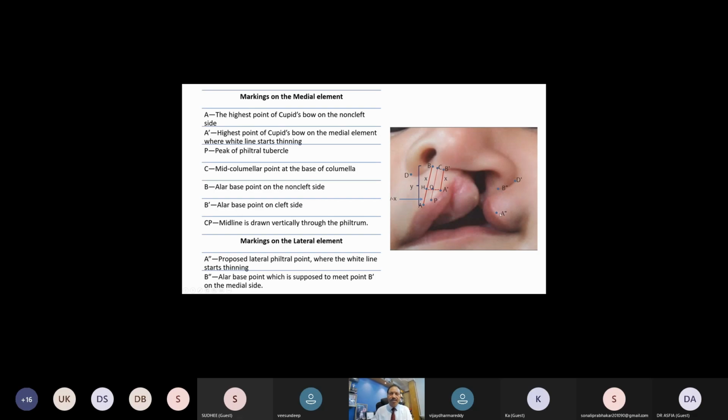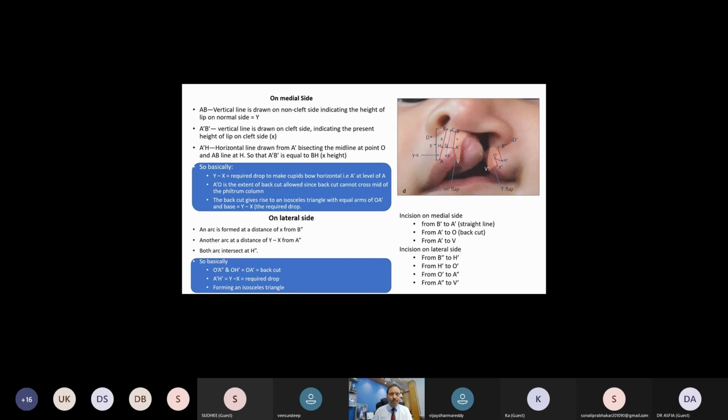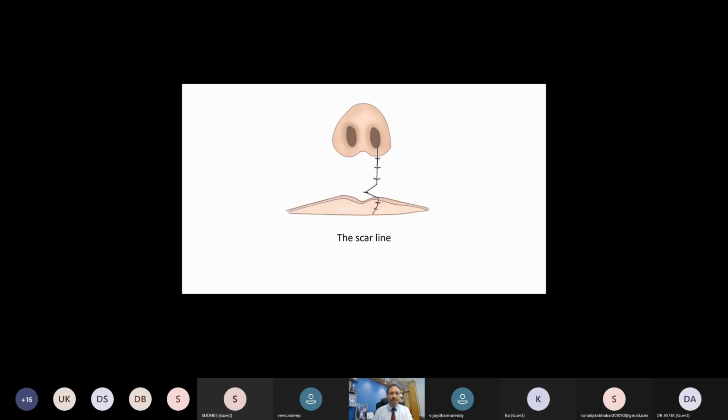This is all that you have to do in a Randall Tennison repair, and I will show you with some of the photographs. So you need not remember so many different points, but you need to understand the concept. The concept is this height has to be equal to this height, and there is a deficiency. Say if it is 10 millimeters and if it is 6 millimeters, you need another 4 millimeters. So that is what you have to calculate and measure.